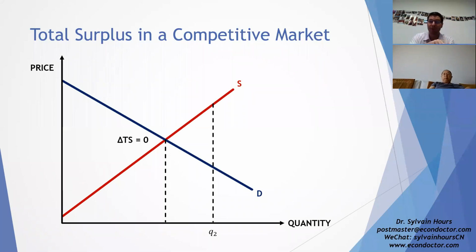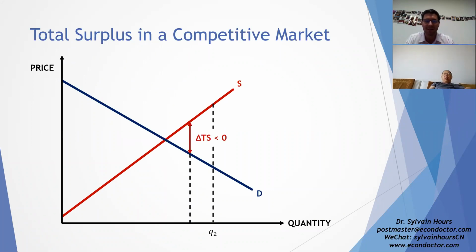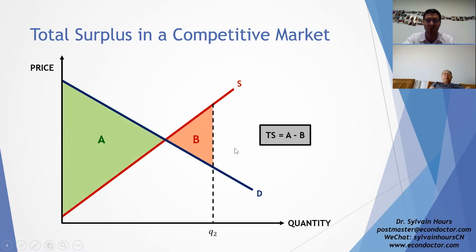Okay, so at first total surplus has increased, and then you see that it reaches some kind of maximum. And then what happens if we keep producing and consuming beyond this quantity? Then in this case, total surplus would start to fall because the maximum willingness to pay is lower than the minimum willingness to accept. So total surplus would start to fall, and overall total surplus would be represented by area A minus area B.